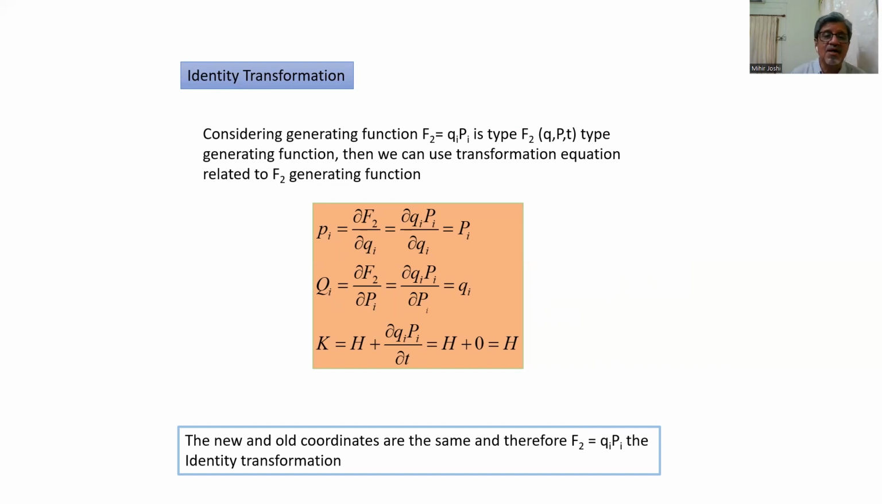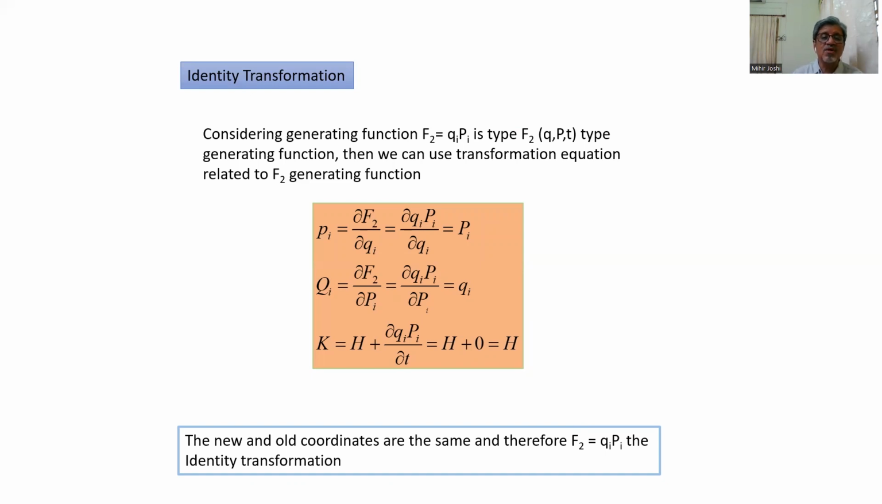The transformation equations are pi equal to del F2 by del qi. Now we put in the value of F2, so it is del qi Pi by del qi. And we know that del qi by del qi is 1, so we have Pi. So small pi is equal to capital Pi. Similarly, we use another transformation equation, Qi equal to del F2 by del capital Pi. Putting in the value of F2, it is del qi Pi by del Pi. So del Pi by del Pi becomes 1, and it is equal to qi. So capital Qi is equal to small qi.